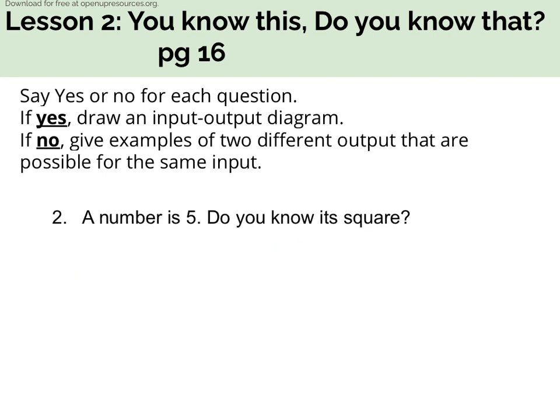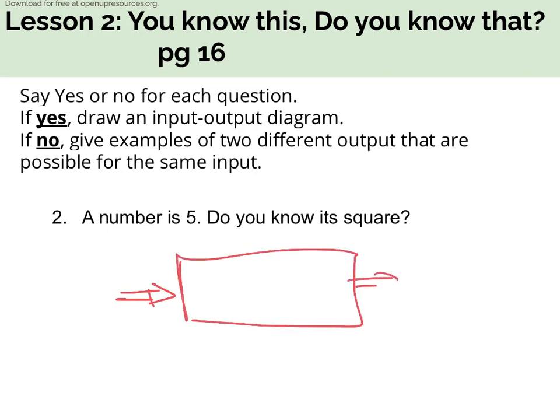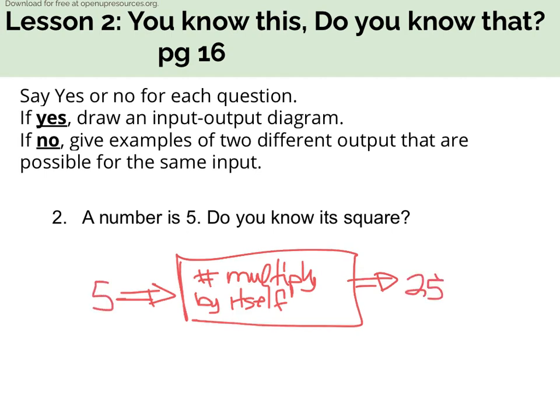All right, number 2, a number is 5. Do you know its square? Go ahead and pause and answer that, and then come back to me. So again, we're going to do our box. We're going to take the number and multiply by itself. So we're going to put in 5, and then 5 times 5 is 25.